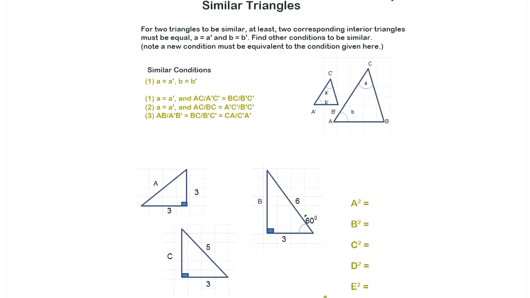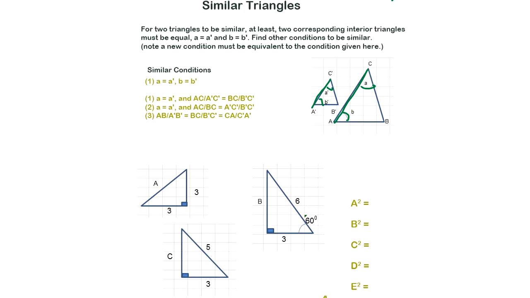Similar triangles are different. They look similar, but the size is different. So it's not congruent, but similar. The condition for similar is that this angle is the same and this angle is the same, but AC and A prime C prime can be different. So it creates two different size triangles, but they look very similar.